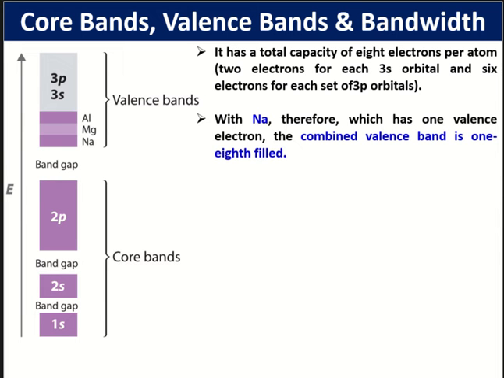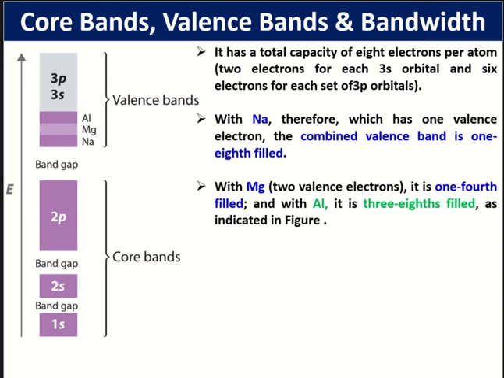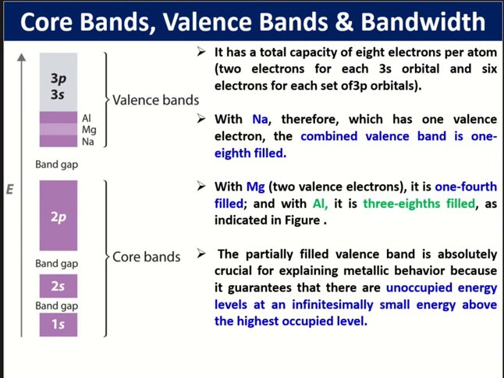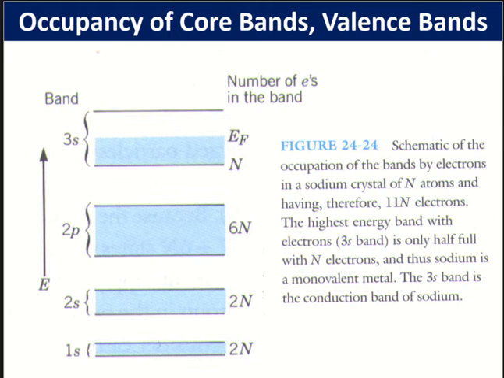And then in the combined valence band, it is 1/8 filled in the case of sodium. In magnesium, it is 1/4 filled. In aluminium, it is 3/8. That filling has been shown. This partially filled valence band is the key for conduction, already explained in the previous classes. The availability of energy levels immediately after the highest filled level, at infinitesimally small energy above the highest occupied level, is what ensures that electric conduction will be there. Very good electric conduction can be there.